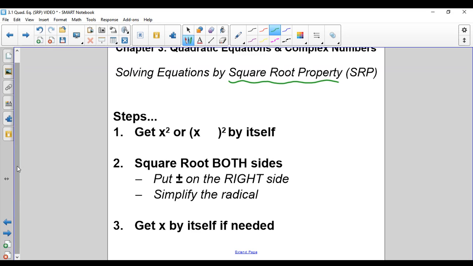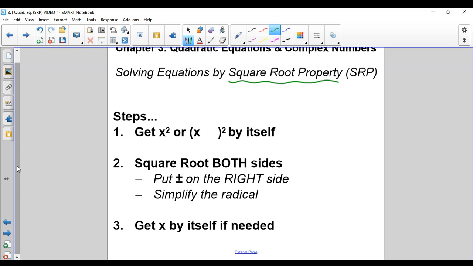So we got a couple steps. First step, you need to get the x squared or the quantity squared by itself. So you'll have x in parentheses plus or minus some number squared, and we'll need to get that by itself. Second, we need to square root both sides. Once the x squared is by itself, you square root both sides. Now, the left side with the x squared just gets rid of the square. It's just an x. You need to put plus or minus on the right side.